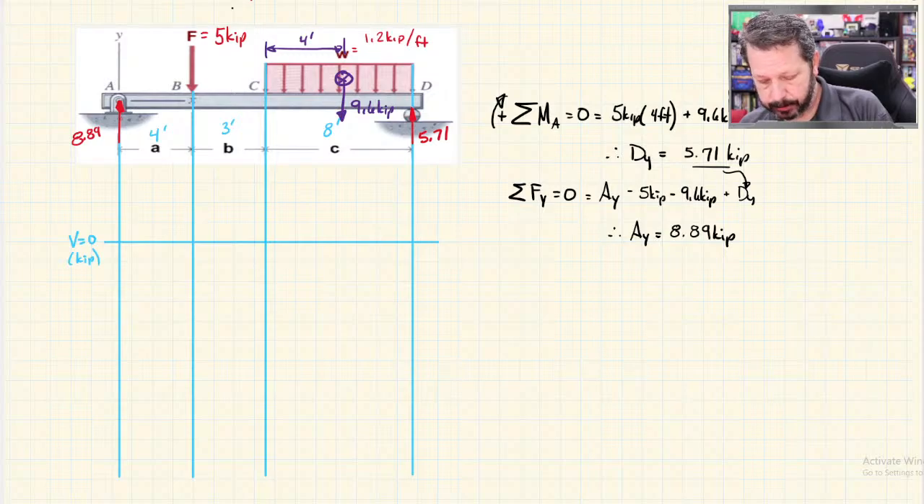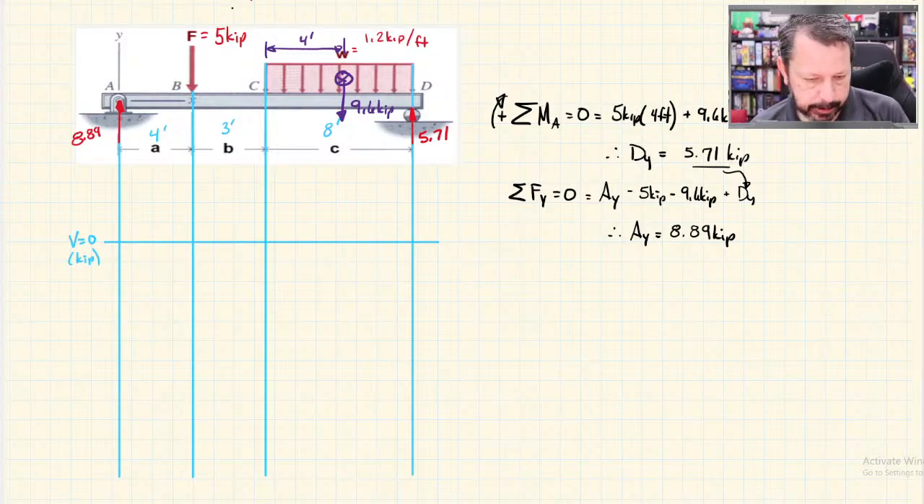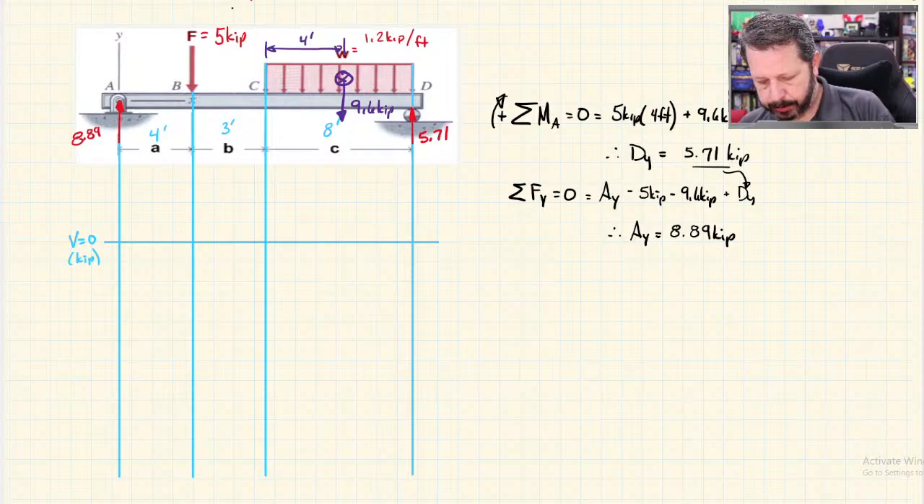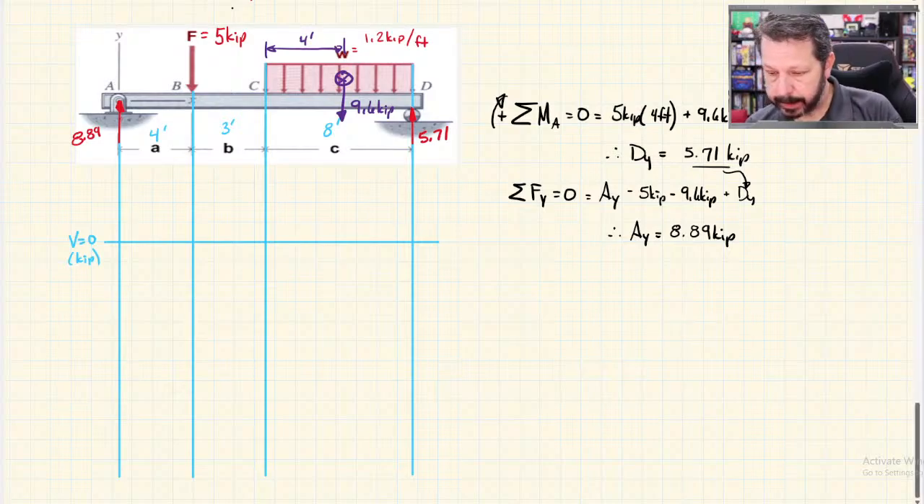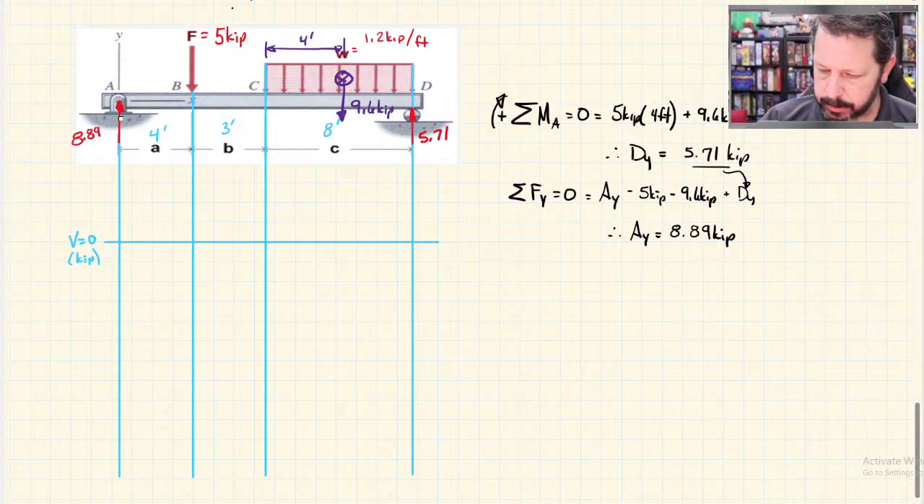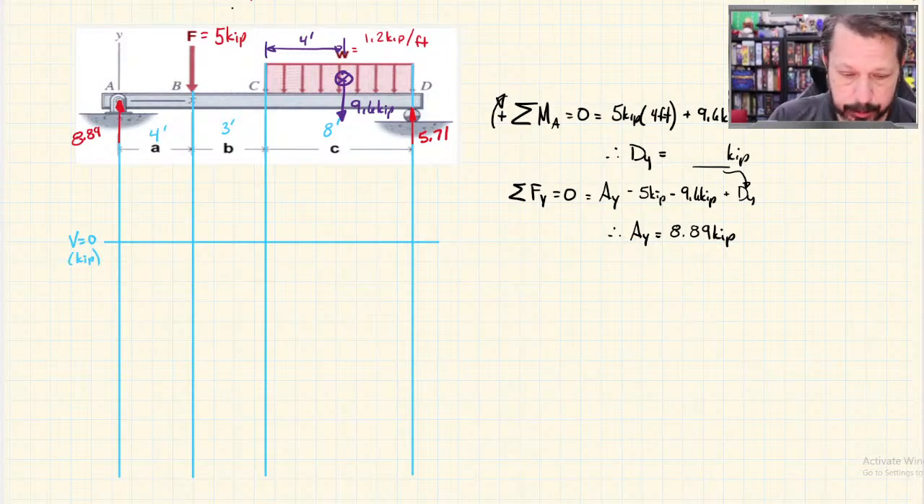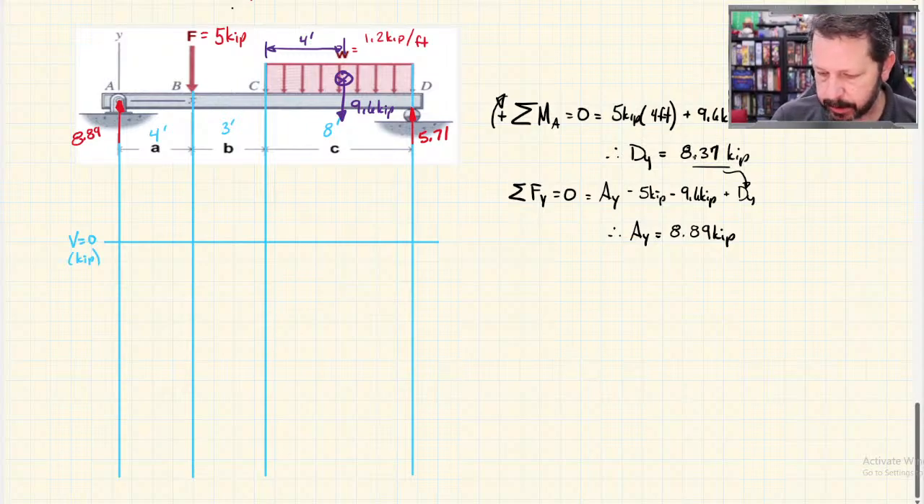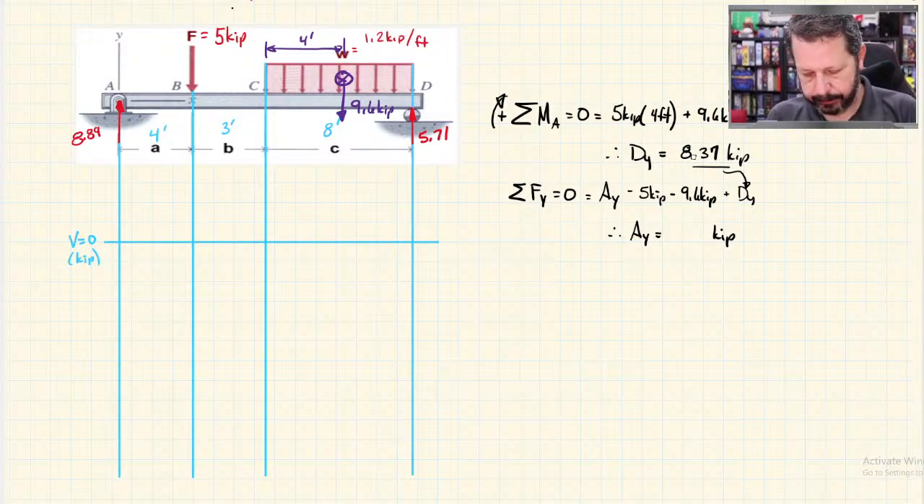Alright, so let me see. I could have put something in wrong. 5 times 4, is that right? Yes. Plus 9.6 times 11. 4 plus 3 is 7 plus 4 is 11. I wonder if I've got an order of operations problem. Oh no, I did get that. Alright, so ignore all of those numbers. Do the process, but calculate it correctly. That's also going to change this value. Thanks for getting that fixed up.